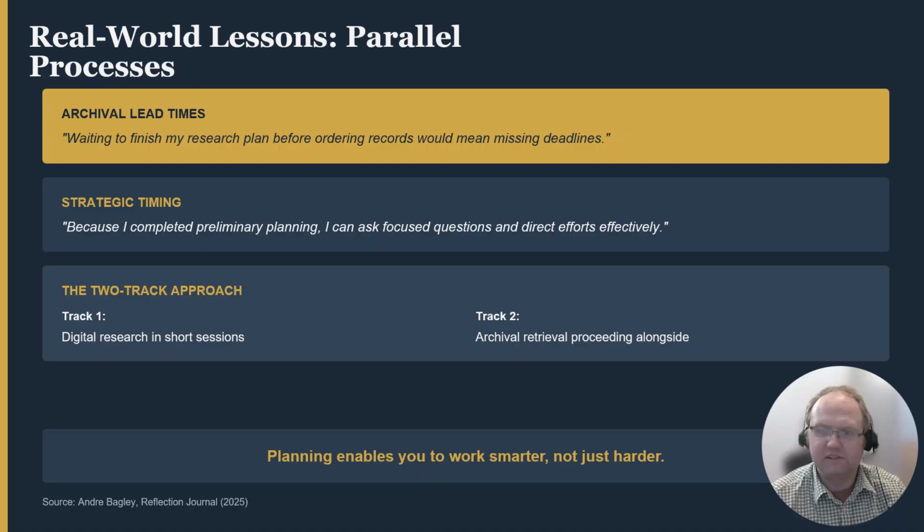And also strategic timing. When you have completed your preliminary planning, you can ask some focused questions. You can say, I need the pension file for my person from this company, and you might have an application number. It's more effective than saying, just send me anything on Civil War veterans with this surname. If you have something targeted, you're more likely to get better answers and better and quicker service. Planning lets you work smarter.